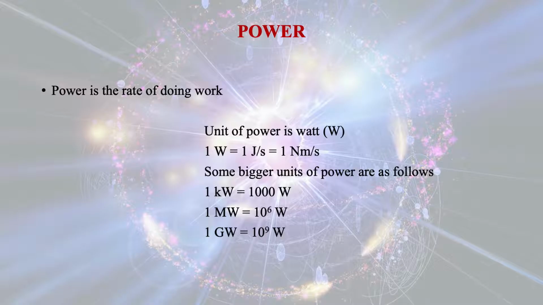Now let us talk about the power. We all know that the power is defined as the rate of doing work. The unit of power is watt. 1 watt is equal to 1 joule per second, equal to 1 Newton meter per second. Some bigger units of power are also available. Say for example, 1 kilowatt is equal to 1000 watt. 1 megawatt is equal to 10 to the power 6 watt. And 1 gigawatt is equal to 10 to the power 9 watt.